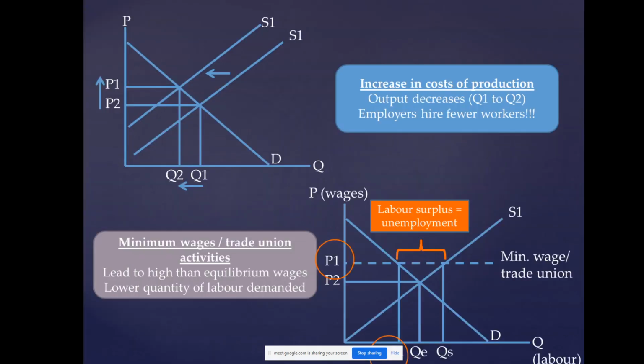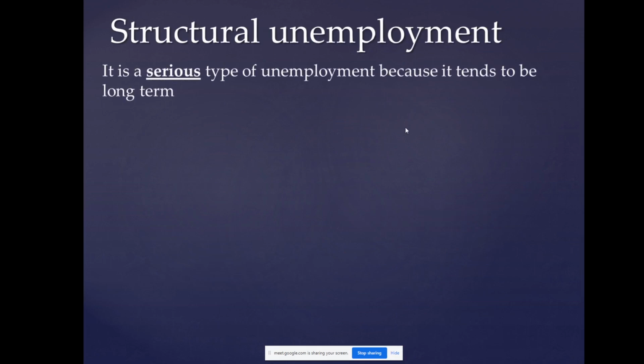And here, look, compared to frictional unemployment, compared to seasonal unemployment, this is usually what we call a more serious type of unemployment. Because you can tell it's going to be a very long-term unemployment, right? When it comes to the change in the economy, the structure of the economy, when it comes to the change in the geographical location.